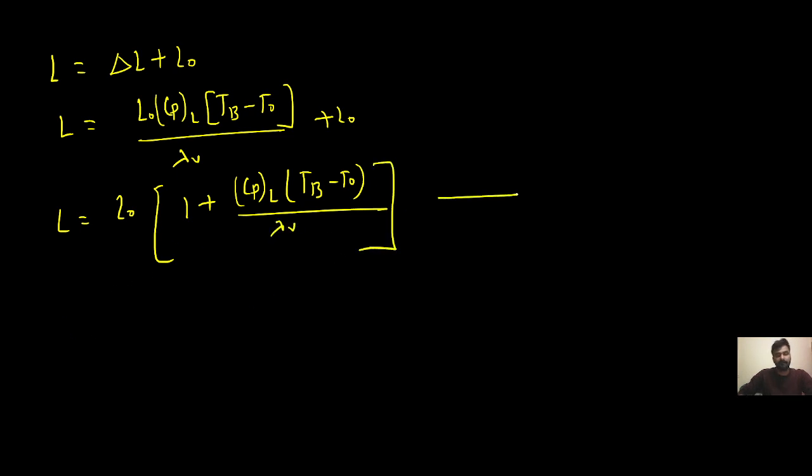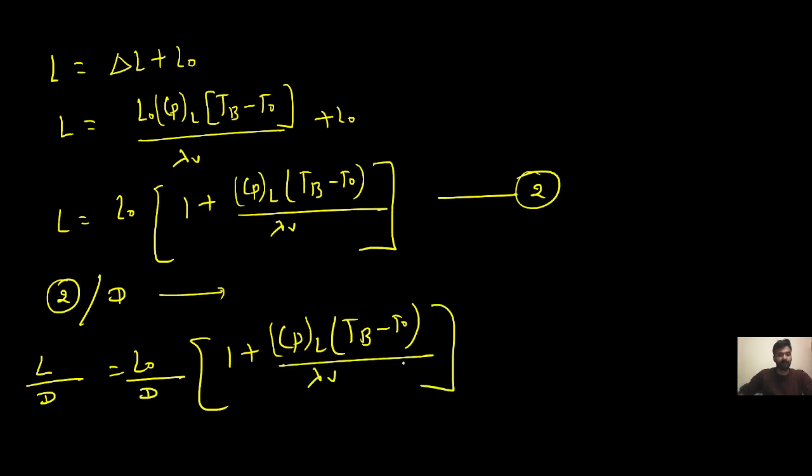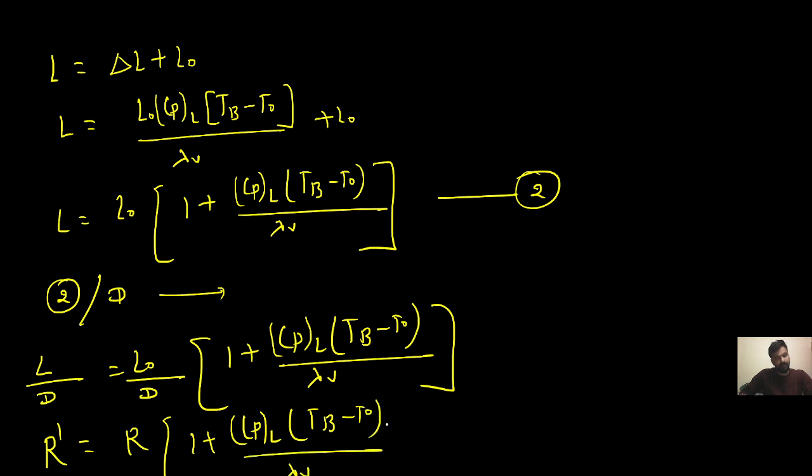So if I assume this is equation first, and equation second divided by D, what will happen here? L upon D, that is L naught upon D, will be equal to 1 plus Cp of L, Tb minus T naught divided by lambda V. Here we can see that L by D will be called R dash, that is equal to R into 1 plus Cp of L, Tb minus T naught divided by lambda V.